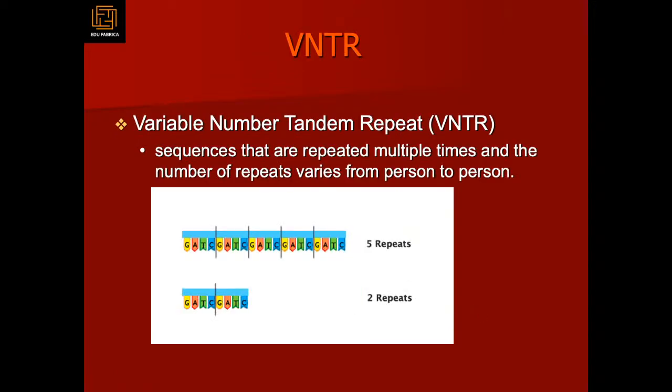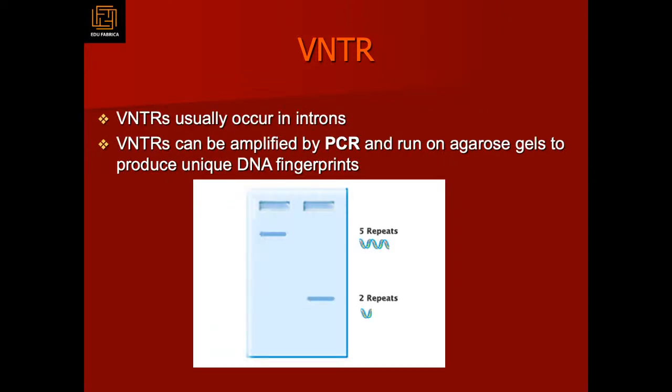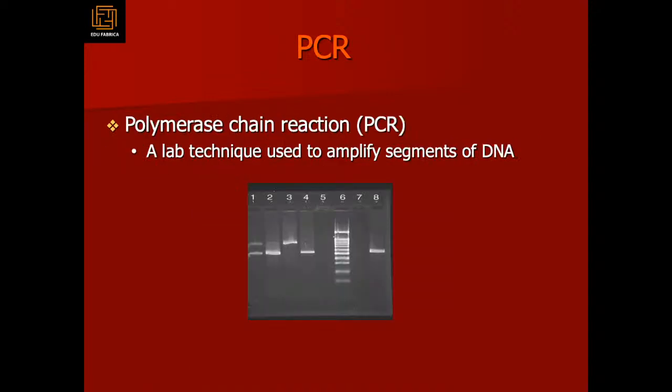Then VNTRs, the variable number tandem repeats. These are sequences which are repeated again and again, in this case 5 times and this time 2 times, and it varies from person to person. If there are 5 repeats, you will see the band at a higher level. If there are 2 repeats, the band is at a lower level. This is how we can differentiate between different individuals.